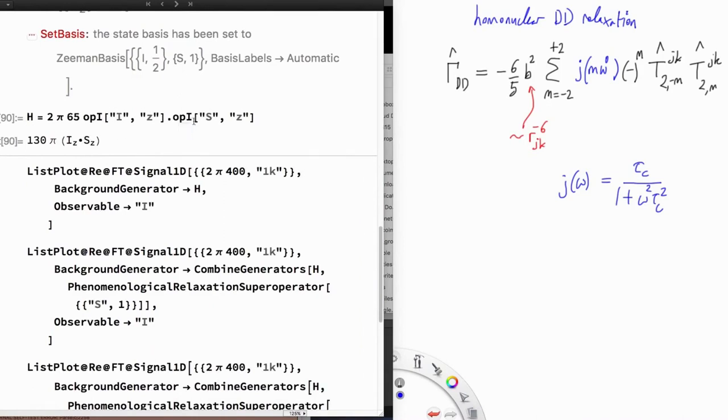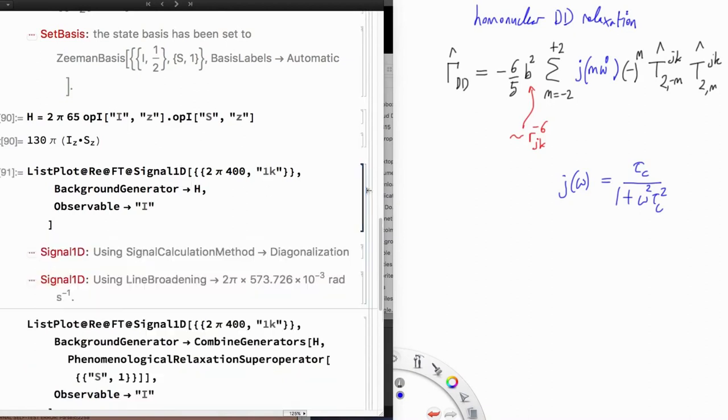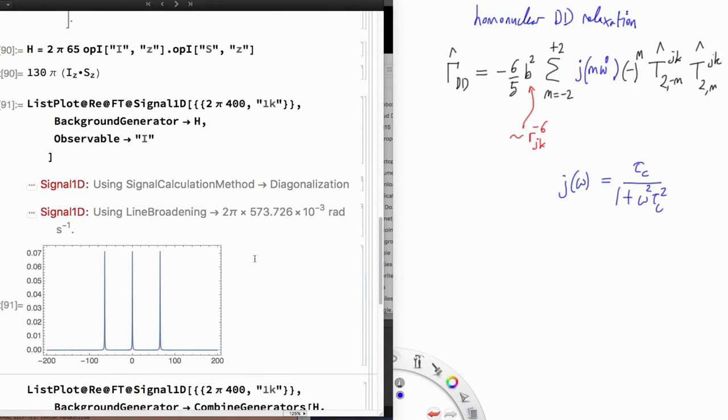In this case, with a J coupling of 65 Hz, if I simply calculate the spectrum without any relaxation, using the signal 1D routine, then I get three peaks, because the spin half nucleus, the proton, sees the coupling to the spin one nucleus, which has three states with equal populations. So I get a 1-1-1 triplet in that case.